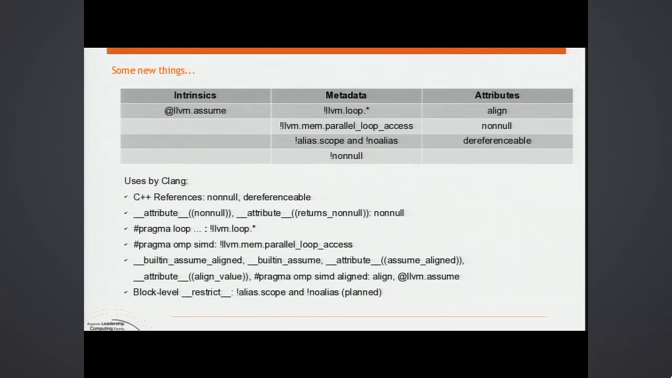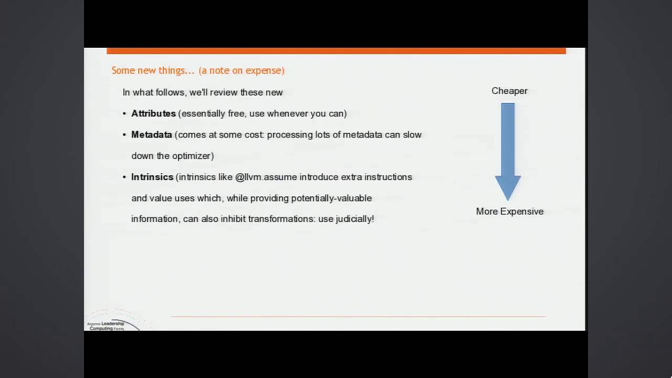We have a dereferenceable attribute. And below that, I've broken out what features in Clang cause these various things to be emitted. And I'll talk about that more as we go on. And I'm also going to talk about them in the reverse of the order I just said. And here's why.